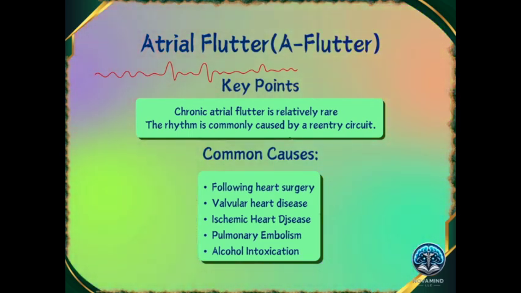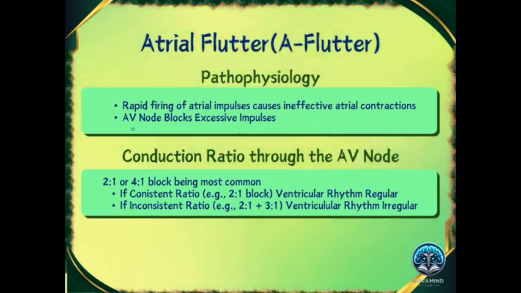When the conduction ratio remains consistent through the AV node, the ventricular rhythm will be regular. If the conduction ratio fluctuates, the ventricular rhythm becomes irregular. Pathophysiology of atrial flutter. In atrial flutter, the rapid firing of atrial impulses causes ineffective atrial contractions. The AV node acts as a natural gatekeeper, blocking a portion of those atrial impulses to protect the ventricles from those excessive fast rates. This is the same for AFib.